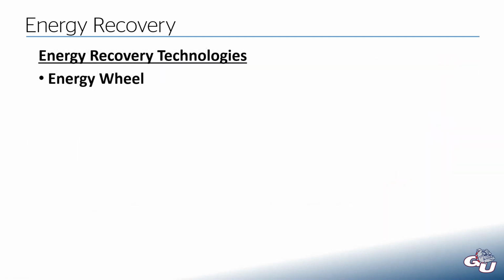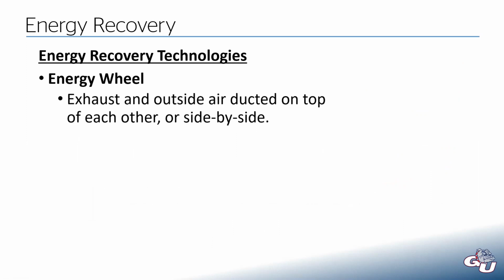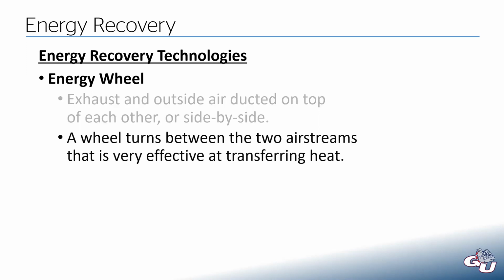Next up, we have what's called an energy wheel. In an energy wheel, you have your exhaust and your outside air ducted either on top of each other or side by side. Either way, they have to be running right next to each other. The reason being, you're going to have this wheel that's going to turn between these two airstreams. And that wheel just happens to be made up of a material that is very good at picking up heat and discharging heat.